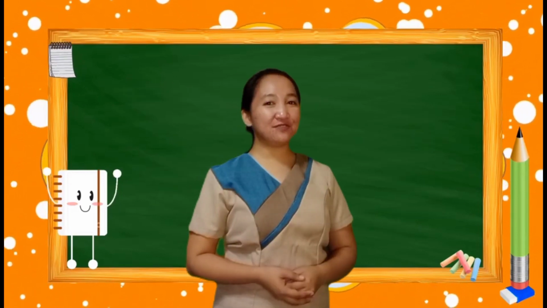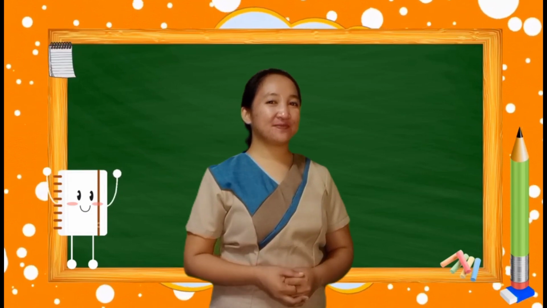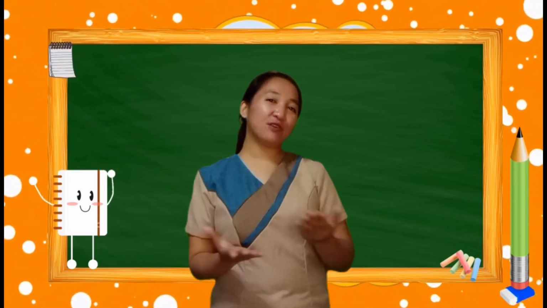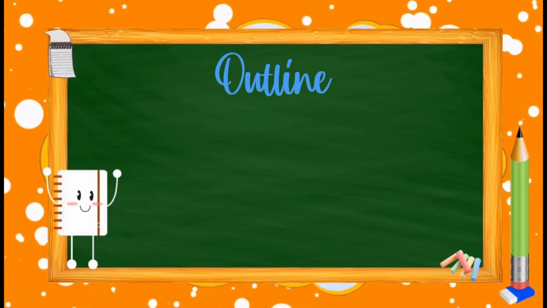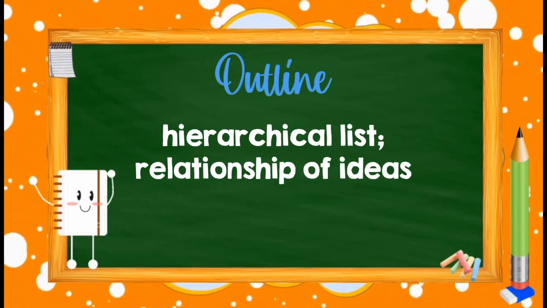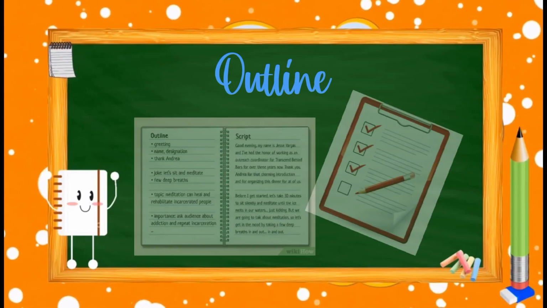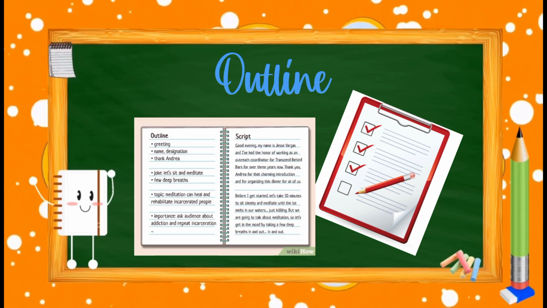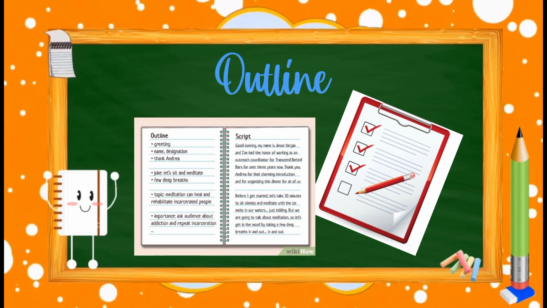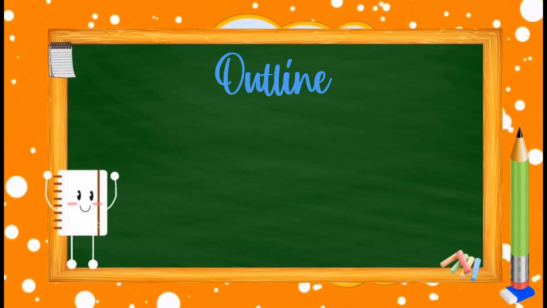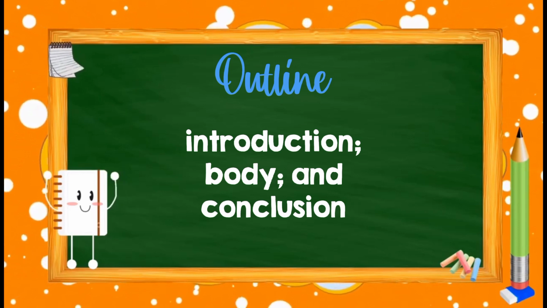Can you identify which writing pattern suits your speech in mind? If so, you may now come up with your own outline. An outline is a hierarchical list that shows the relationship of your ideas. A good outline helps you see that all the ideas are in line with your main ideas or message. The elements of an outline include introduction, body, and conclusion.